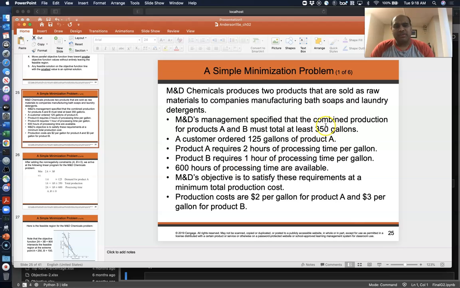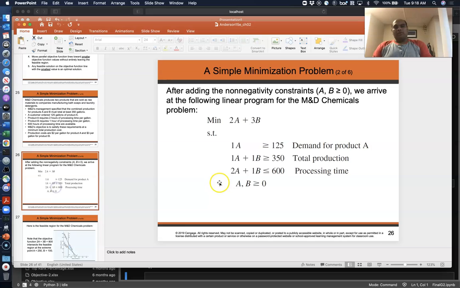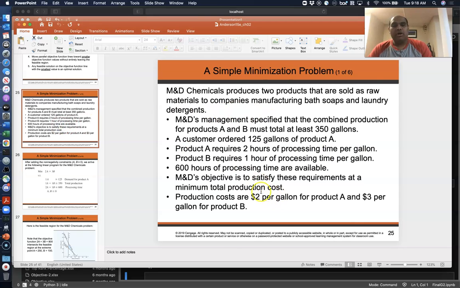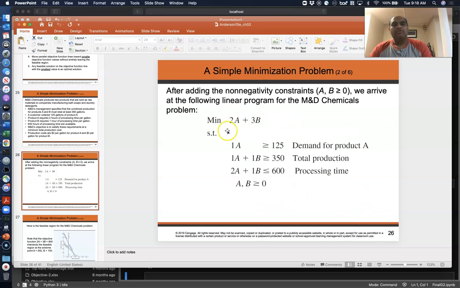You need at least 350 gallons, a minimum of 125 of A, and we had all of these constraints. Based upon that, we had come up with this formulation, right? And the objective here is to minimize the cost. We know that the cost of product A is $2 per gallon, and the cost of product B is $3 per gallon. So the final solution is to find the minimum of the total cost values with these constraints.